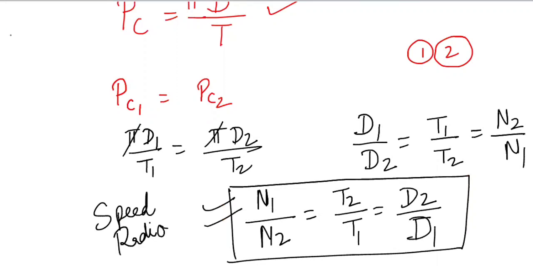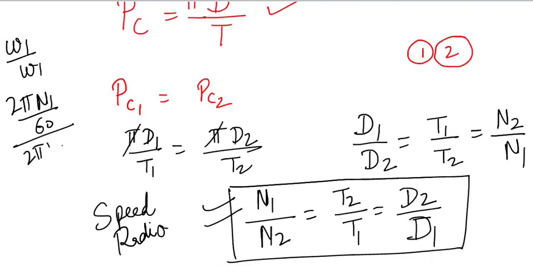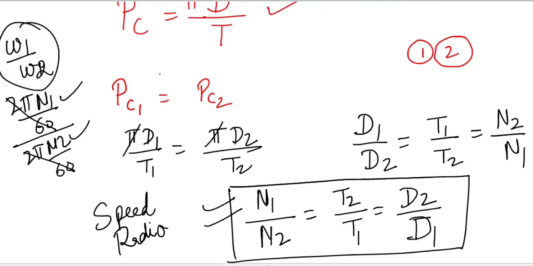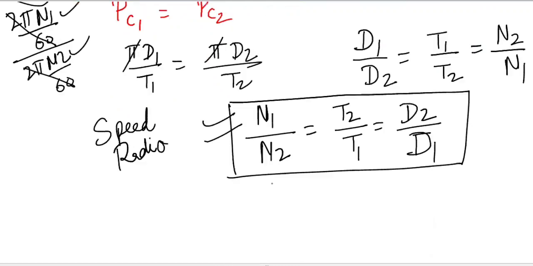Why? Because omega 1 by omega 2 is also there. What is omega? 2 pi N1 by 60 upon 2 pi N2 by 60. So this will be cancelled out, and the formula becomes N1 by N2. That's why omega 1 by omega 2 is the ratio of the speeds, the speed ratio.